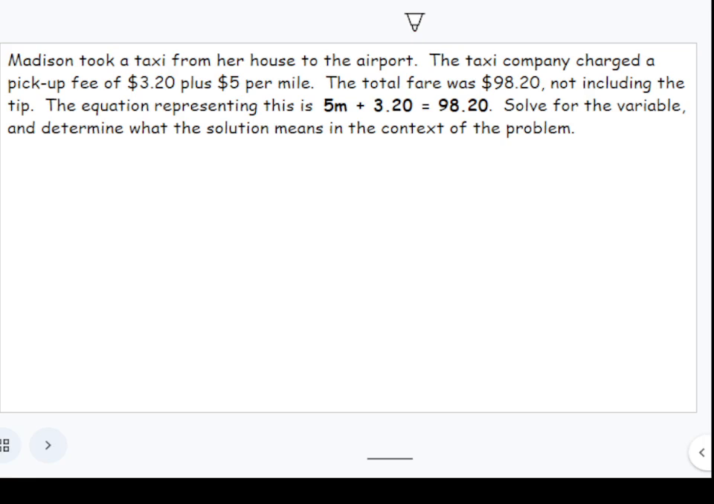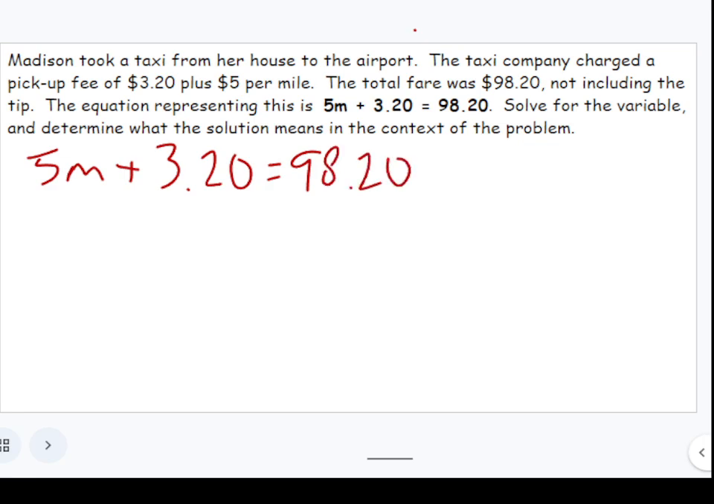So our first step is, of course, just to solve. And I do want to apologize. I can't find my stylus, so it's going to be a little bit sloppier than it might normally be, but we'll make it work. So, of course, our first step is to subtract 320 on both sides. And we'll get 5m equals 95. And then divide by 5 to get m equals 19.